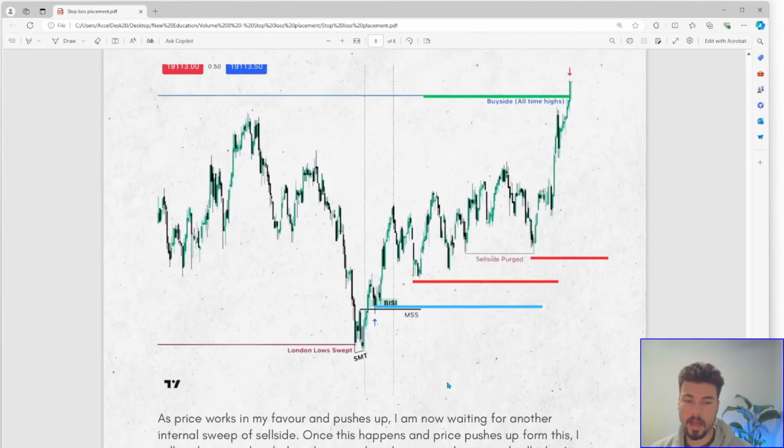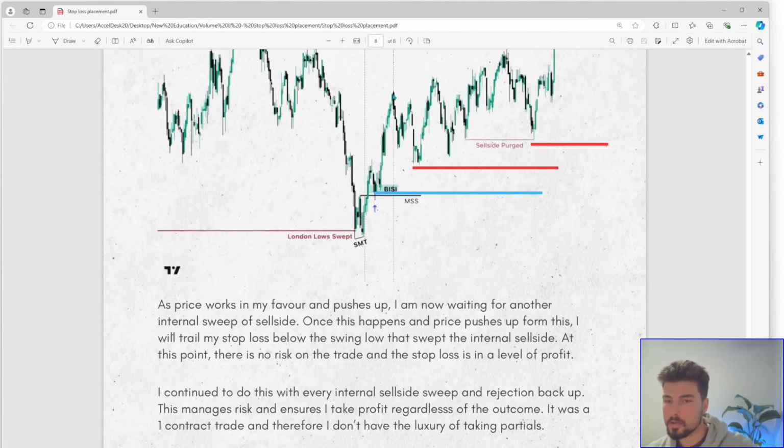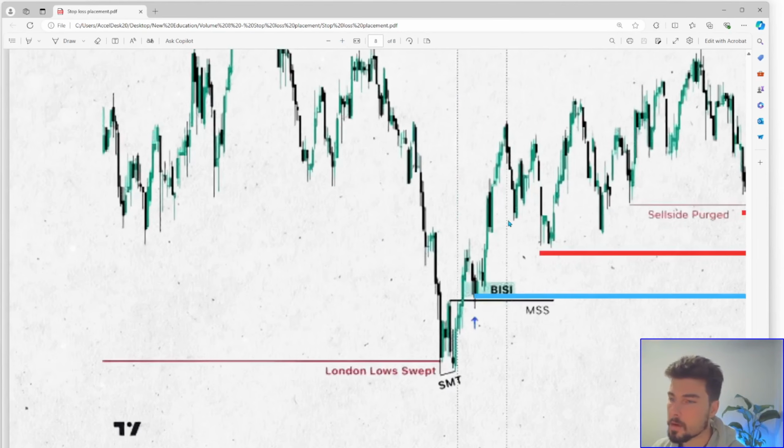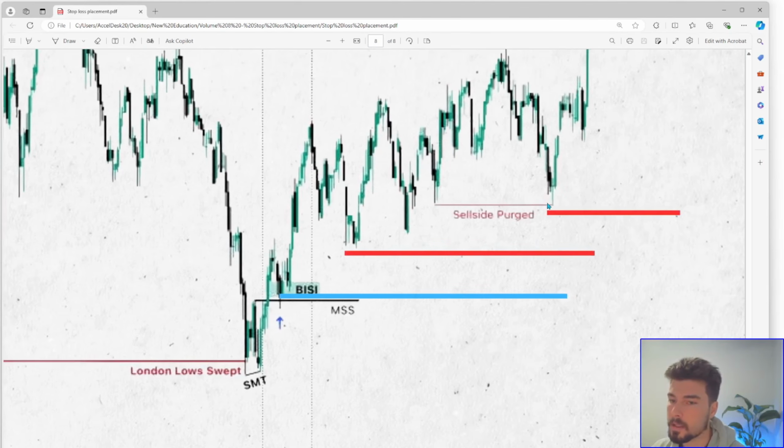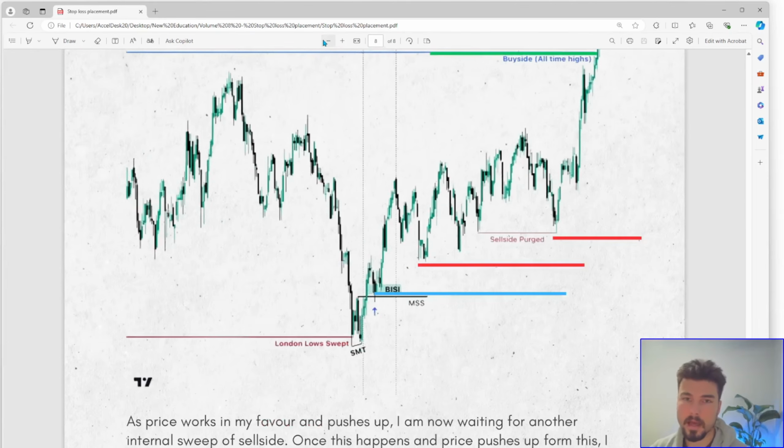So again, as price works in my favor, this is really important. I'm now waiting for another internal sweep of sell side. When you sweep sell side or buy side liquidity and you're watching a move, you should displace after doing that, right? And in this situation here, you can see you've swept sell side, you've tapped into an imbalance, you displace higher. You have a failure swing low, you displace higher. You sweep sell side by a tick, invert this fair value gap, have a failure swing low, displace higher. This now should be protected, you can start to trail up. So it's just one of the things you can experiment with and have a look at.